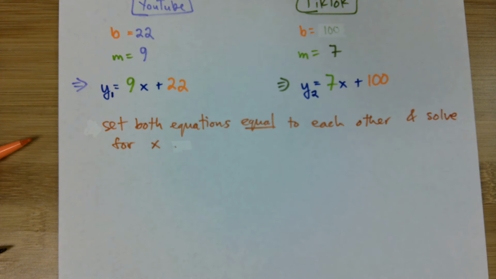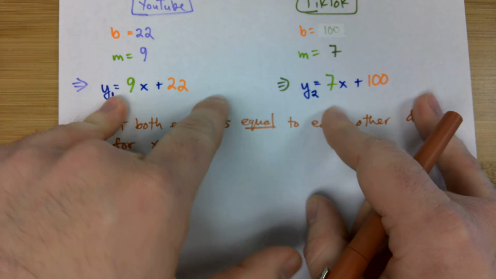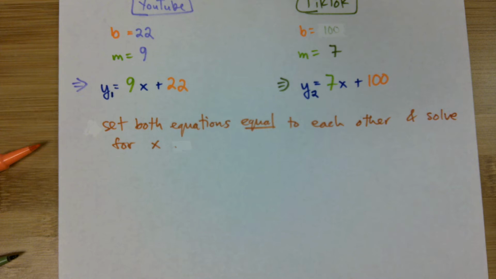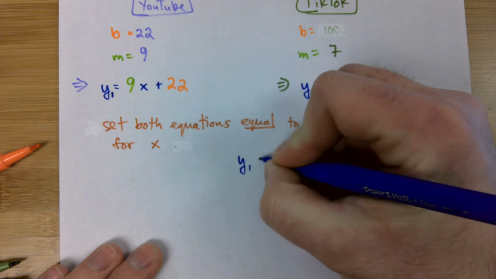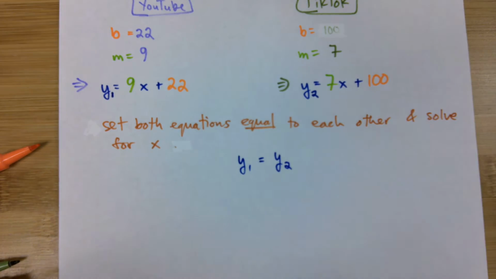So what we're doing here is we're creating an equation with variables on both sides, which I believe was lesson 7.2 from last Wednesday. That's exactly what we were doing today in our warm-up, solving equations with variables on both sides. So we're going to set y1 equal to y2.